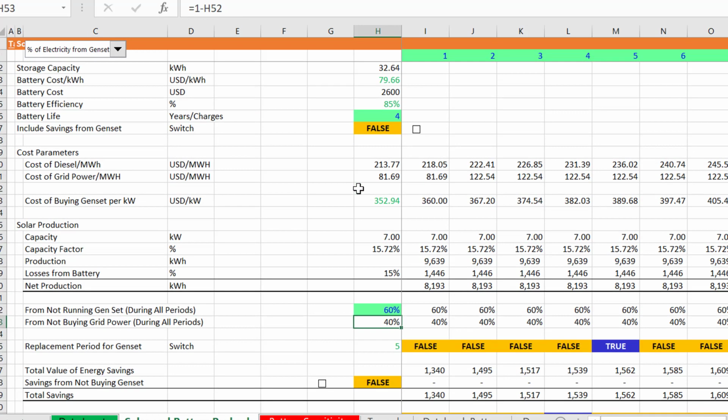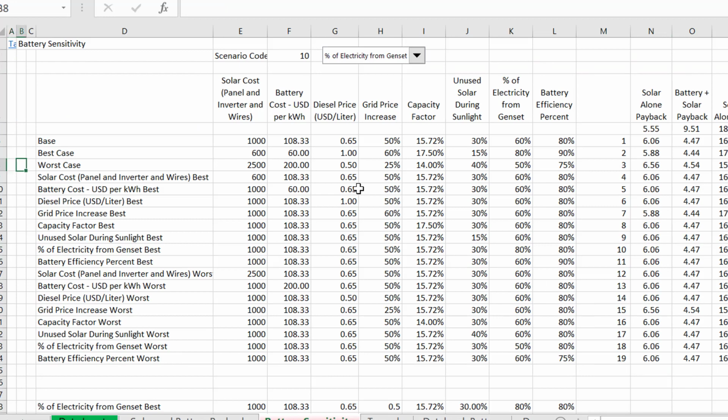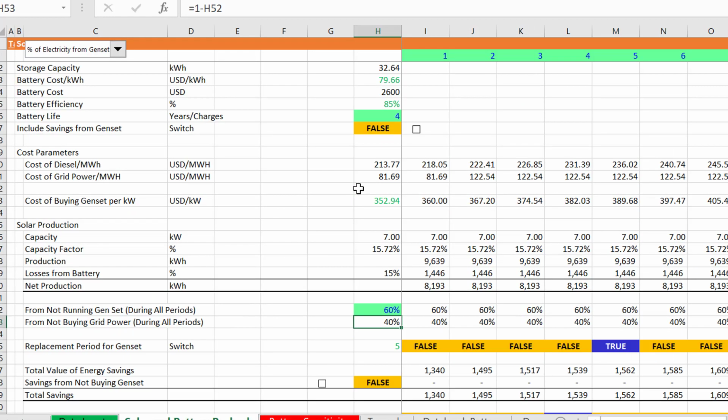Now, I was intending to go through and do a whole big sensitivity case where we look at all of the solar panel cost, the battery cost, the diesel cost, the grid price, and the efficiency and everything else, and then we put that into a sensitivity and a tornado diagram. And for now, I'm not going to do that.